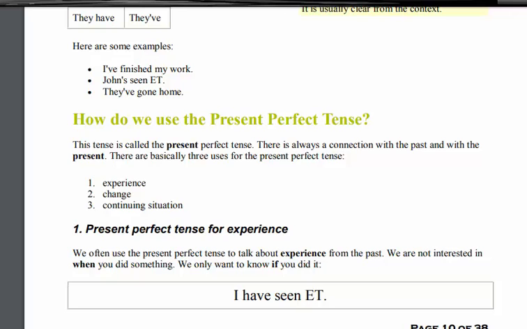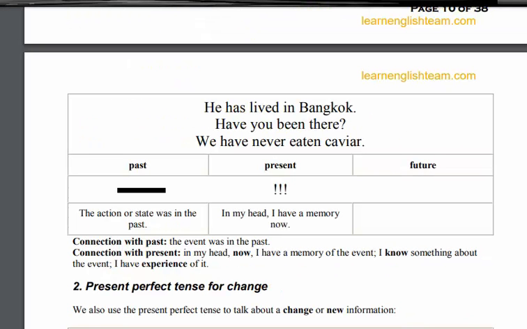We are not interested in when you did something. We only want to know if you did it. It is only related to your experience, not the time. I have seen it, Elsa, or I have seen something, whatever you have experienced. Another example is he has lived in Bangkok. Yes, that is experience. Have you been there? We have never eaten caviar.